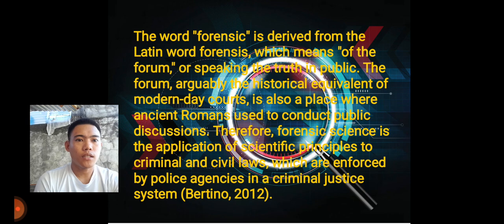arguably the historical equivalent of modern day courts is also a place where ancient Romans used to conduct public discussion. Therefore, forensic science is the application of scientific principle to criminal and civil laws, which are enforced by police agencies in the criminal justice system, by Bertino in 2012.